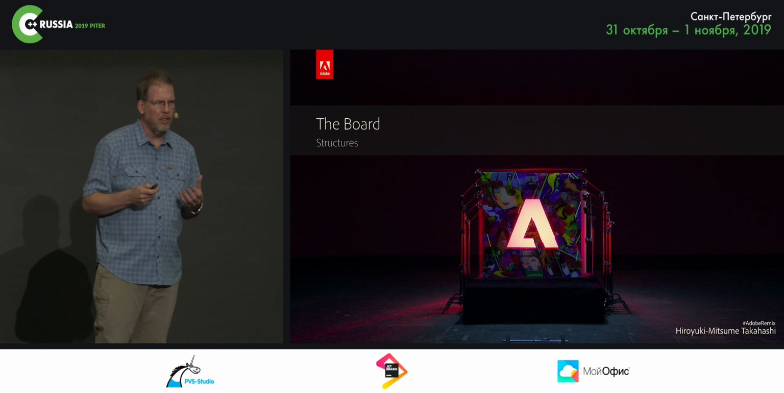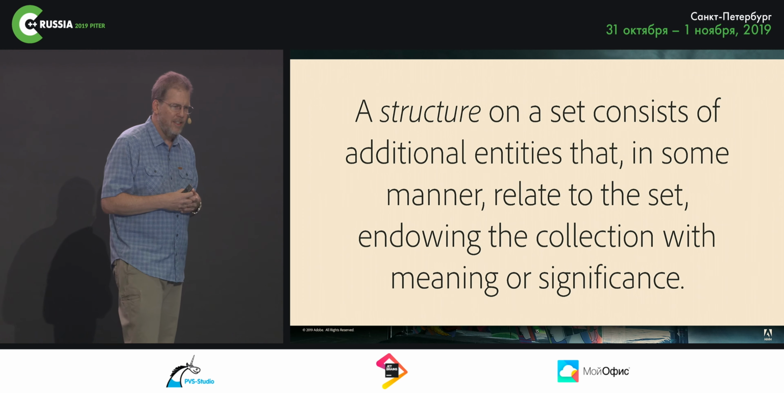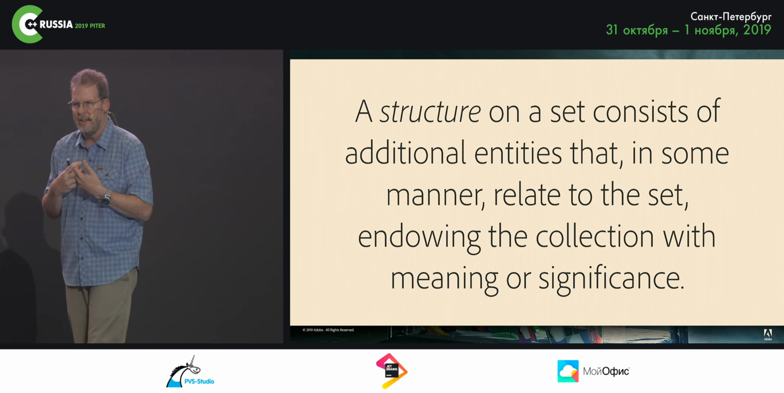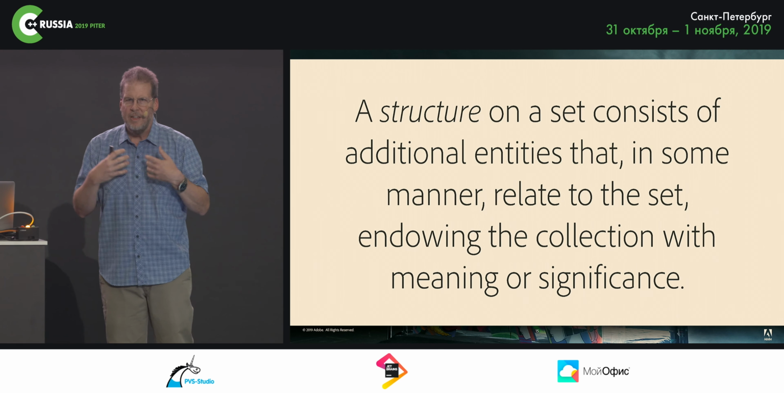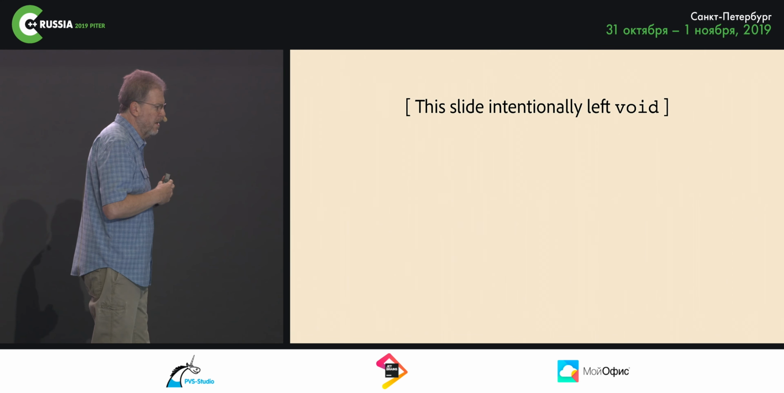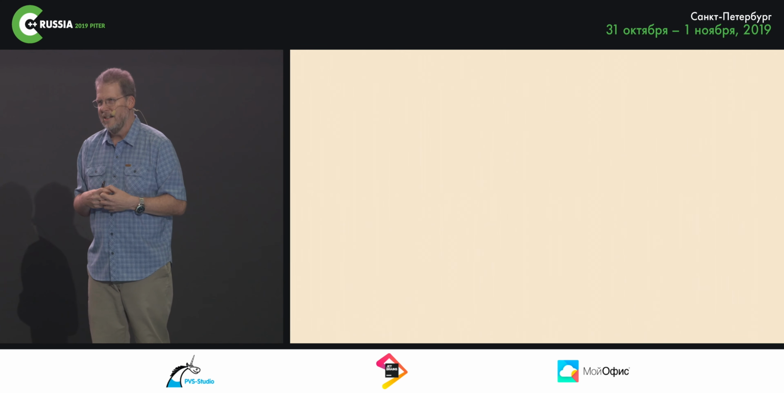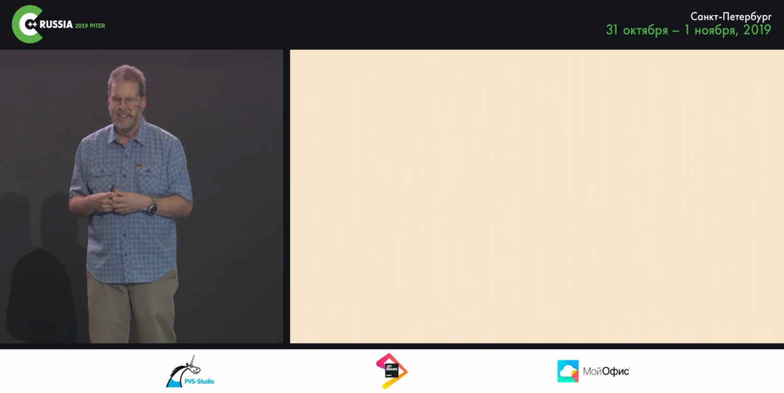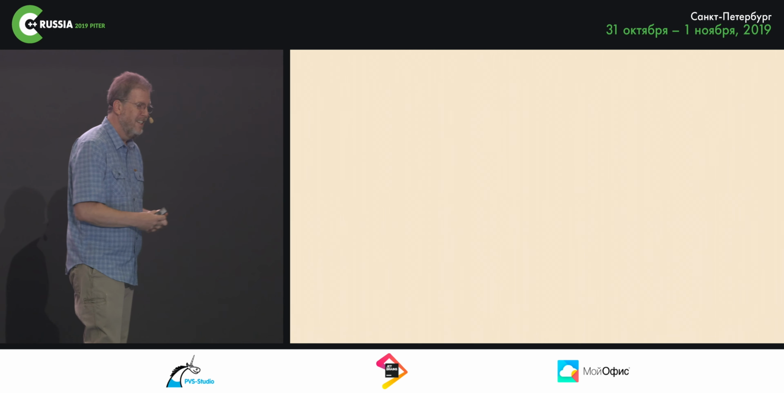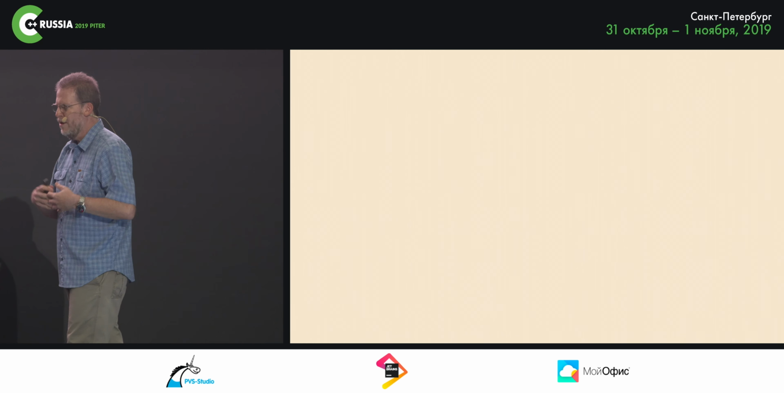The board is the structure formed by these relationships. Right? Mathematically, a structure on a set consists of additional entities that in some manner relate to the set, endowing the collection with meaning or significance. Right? So this is what brings meaning to our programs. So let's start with the most primitive relationship here. We'll step back a little bit. Since it's Halloween, this is my scary slide. It's completely white here, but this represents a void. It is both timeless and dimensionless. Right? So you've all just stepped into the twilight zone. There is nothing here.